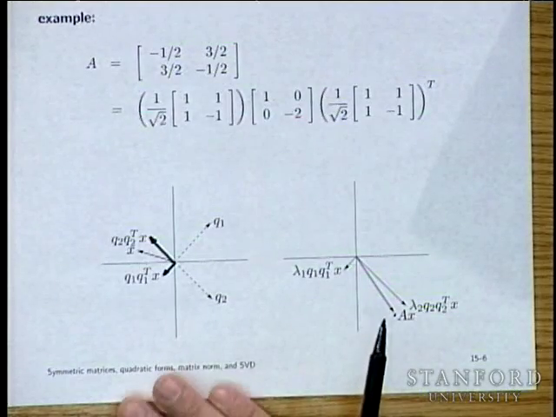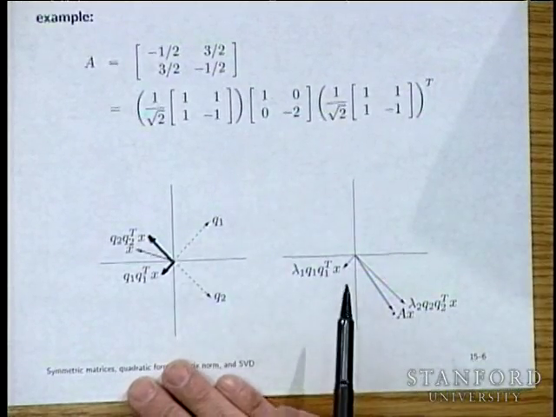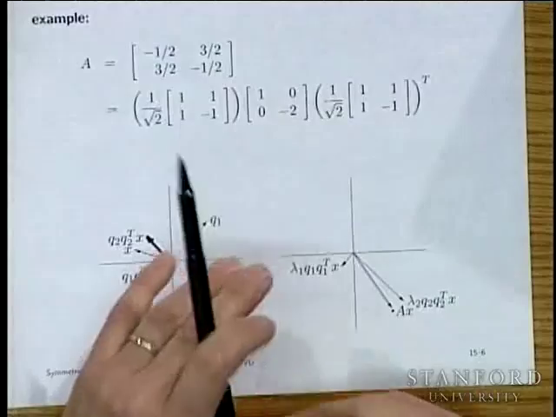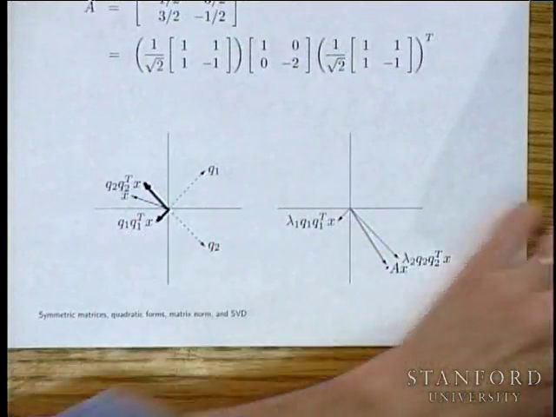Now, you sure did not need to do a spectral decomposition to find out what this 2 by 2 matrix does to a vector, but it's just to show an example.